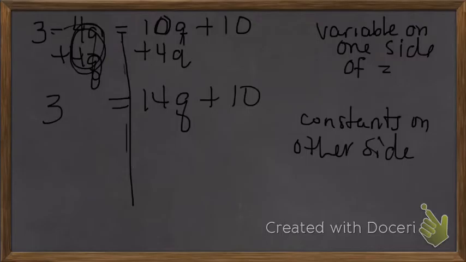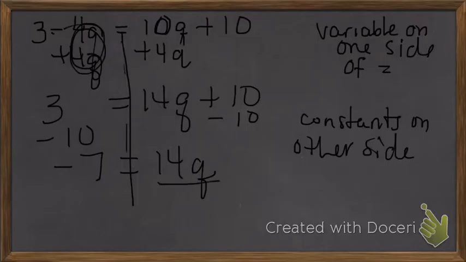And then we want to get the constants on the other side of the equal sign. So we need to get rid of this plus 10. So I'm going to subtract. And 14 times q, so we're going to undo the times by dividing. And so that turns out to be negative 1/2.